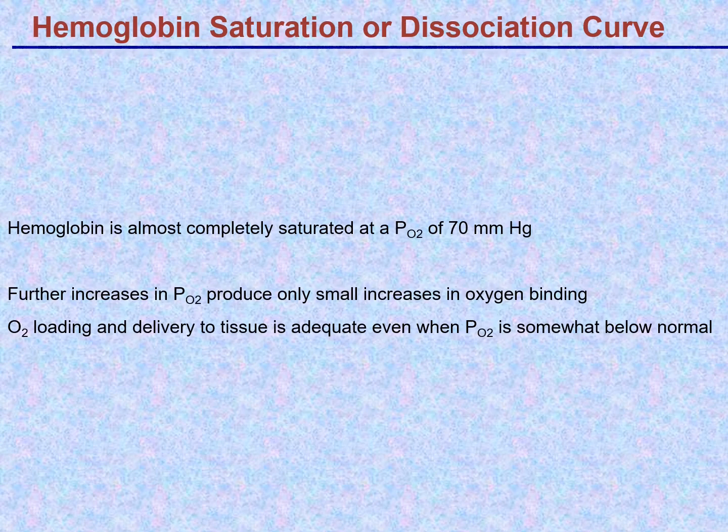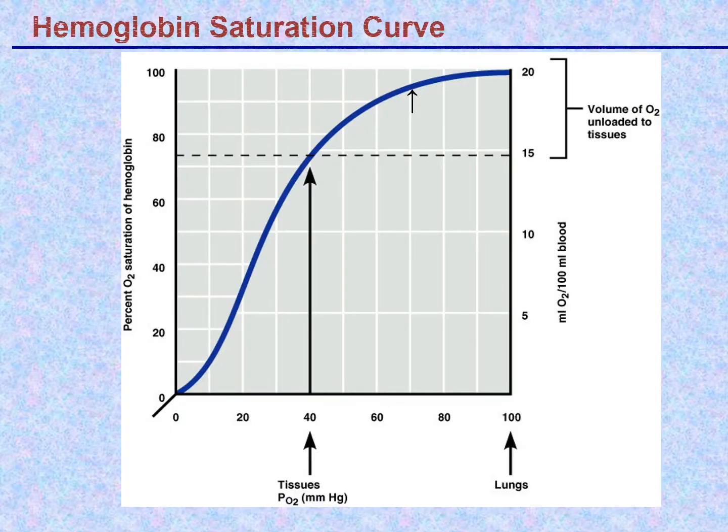So you get adequate uptake and release to tissues of oxygen even when the atmospheric or alveolar PO2 is lower than 104. Significantly lower than 104, and this is a kind of reserve mechanism that helps. So there's 70, and you can see we're already at 95. There's 70 right there.